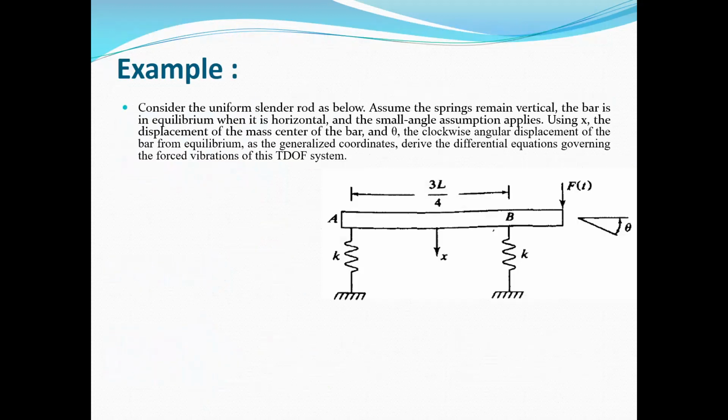Okay. Here we have one example. Consider the uniform slender rod as below. Assume the spring remains vertical. The bar is in equilibrium when it is horizontal, and the small angle assumption applies. Using x, which is the displacement of the mass center of the bar, and theta, which is the clockwise angular displacement of the bar from equilibrium, as the generalized coordinates, derive the differential equations governing the forced vibrations of this 2 degree of freedom system.